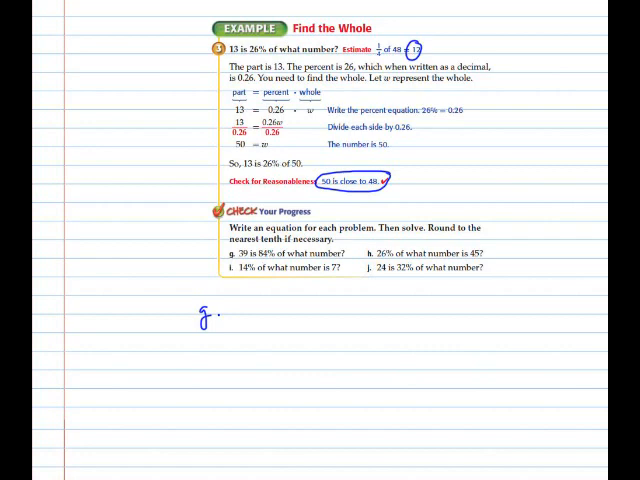Example G. We know the part. We know the percent. In this case, it's 84%. We're going to write that as a decimal. We're going to use W as our variable. We're going to divide both sides of our equation by 0.84. We get W equals 46.4%.